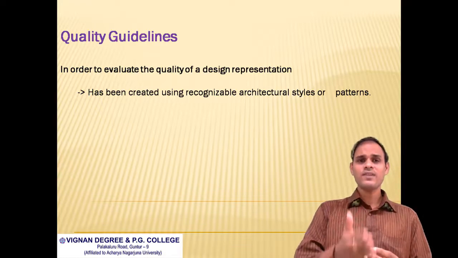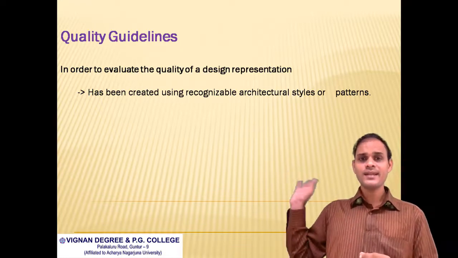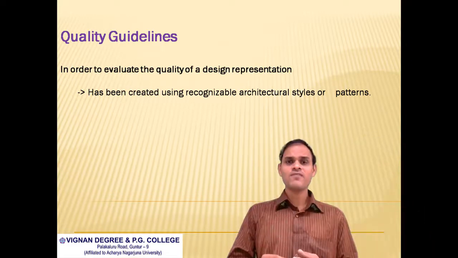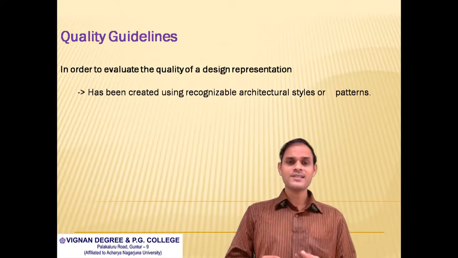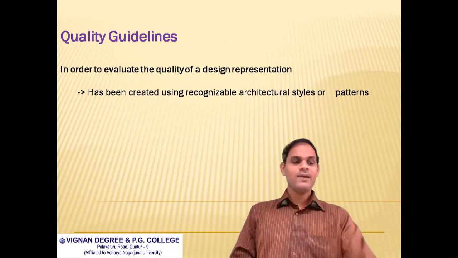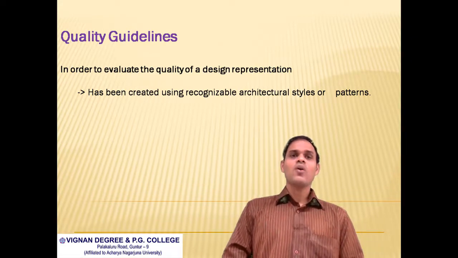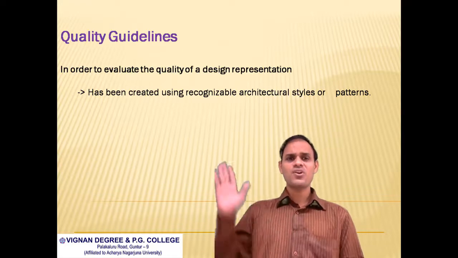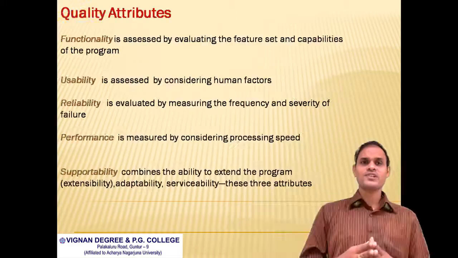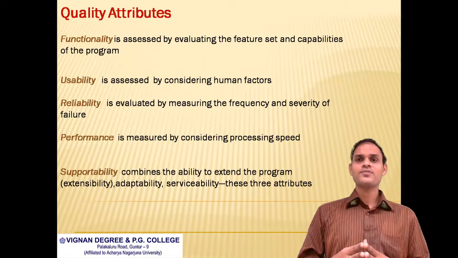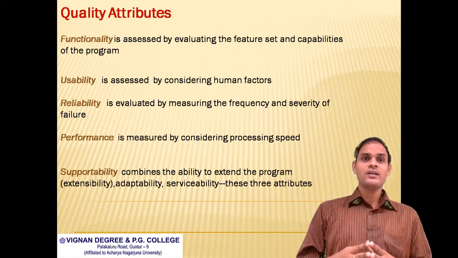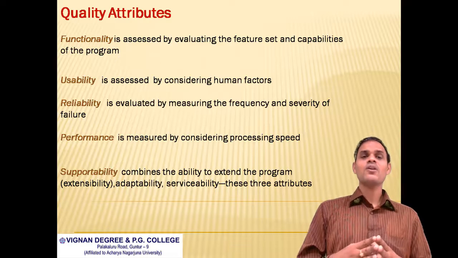So quality guidelines have been created using recognizable architecture styles or patterns, composed of components that are good design characteristics, which can be implemented in an evolutionary fashion. And quality attributes consist of functionality, usability, reliability, performance, and supportability. Functionality is assessed by evaluating the feature set and capabilities of the program, the generality of the functions that are delivered, and the security of the overall system.